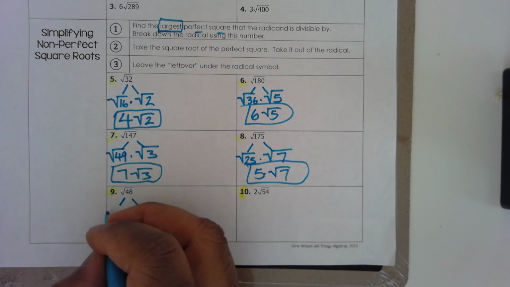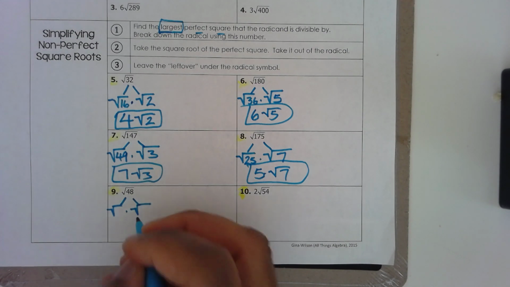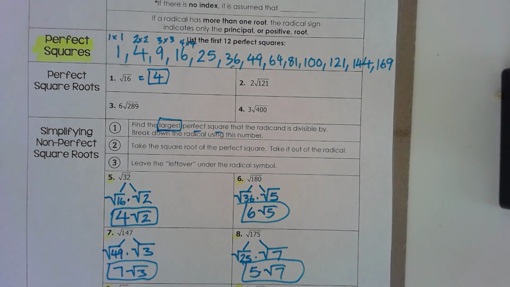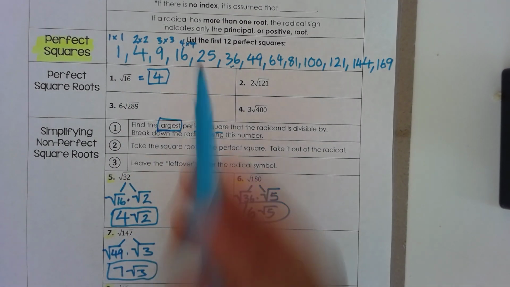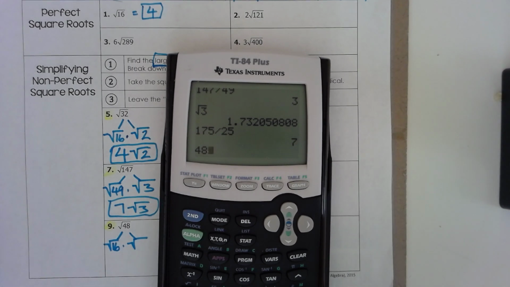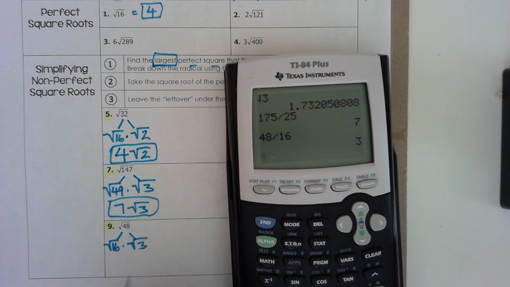And so if I look at 48, there are quite a few of these perfect squares up top here that will actually go into 48. I could use 4, that would work. But I know that's not the one I want because there's something bigger than 4 that can go into 48. And that number just happens to be 16. And once again, you play around with it in the calculator until you find that biggest perfect square. So when I know that, 48 divided by 16 is going to give me 3. So my other number under the radical sign will be a 3.